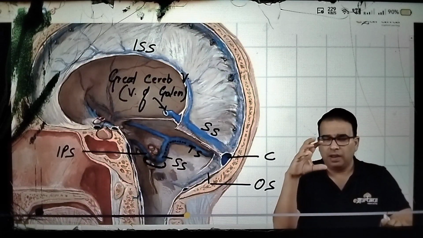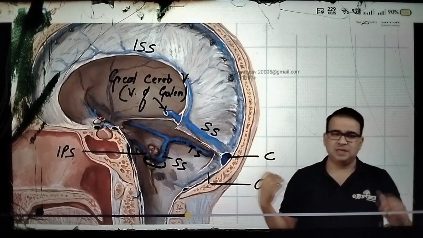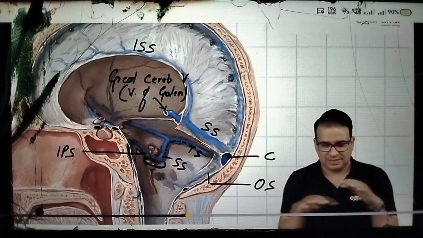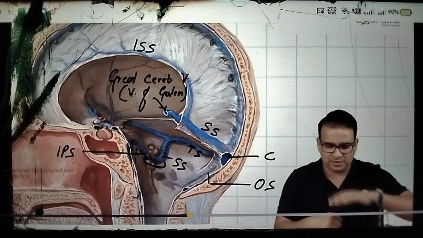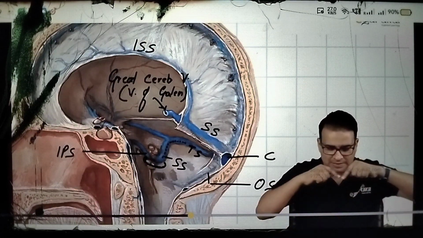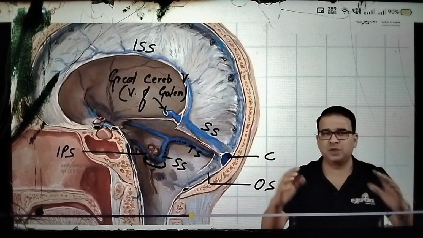Now, if you understood this arrangement, the other sinuses can be understood by looking at a transverse section. If I see a transverse section of the cranial cavity, I want you to anticipate first what sinuses you can easily appreciate. In a transverse section, I can clearly see the straight sinus coming back. I can see the transverse sinus going on the side like this. So these are the major sinuses which you can easily appreciate here.